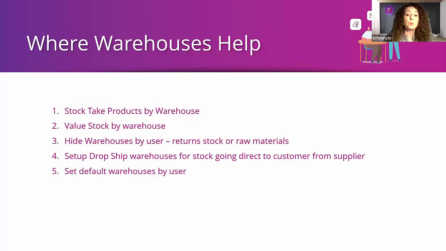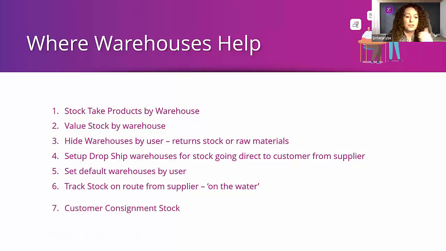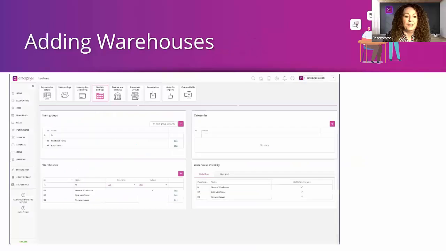You can set a default warehouse by user. So again, if there are certain users within the system that only have access to stock within certain warehouses, then you can tie that all the way down through the user settings as well. Or just make that their default warehouse so that every transaction that they put through defaults to that warehouse. Track stock en route from supplier, so on the water, so consignment stock. So lots of different things around warehousing for the purpose of storing, selling, buying, just knowing exactly where that stock is and tracking it all the way through.